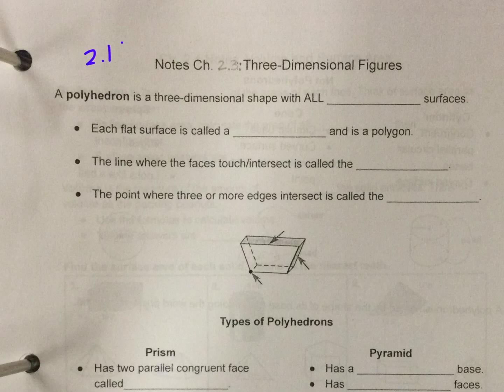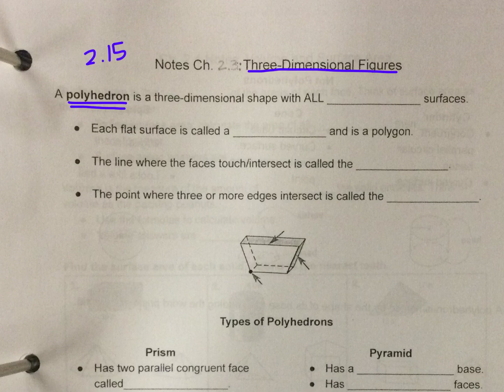All right, this is page 215 in your binder. We're going to talk about three-dimensional figures. Some examples of a three-dimensional figure would be a pyramid or a box. So in geometry, we have what we call polyhedrons.